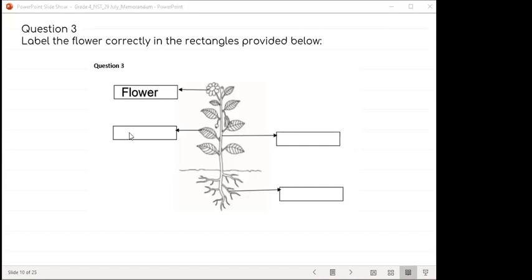Beautiful. And so Anesu said that is the leaf, and indeed it is the leaf. Now we're moving to the right-hand side. Okay, Siyabonga, so now we are here at this particular rectangle here. Right, let's hear Siyabonga.